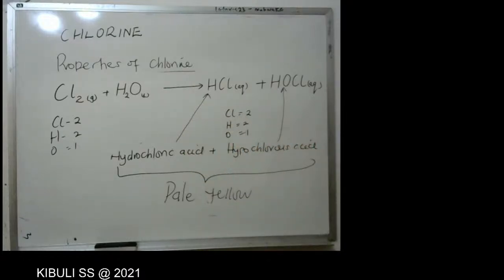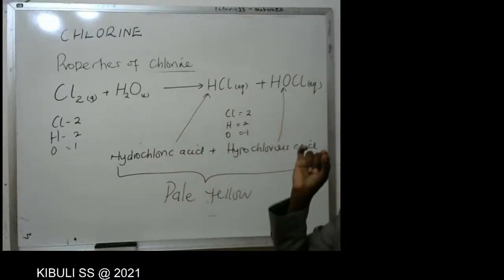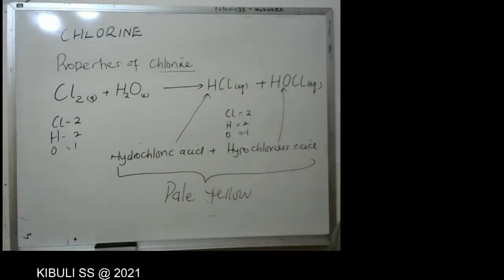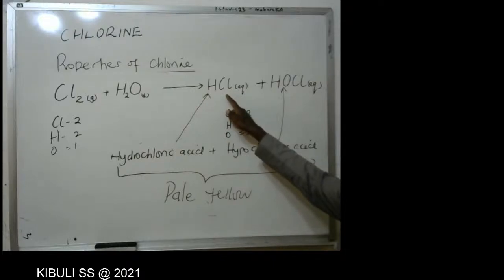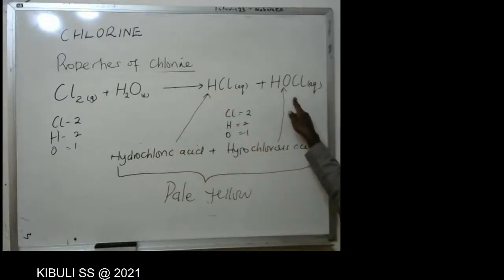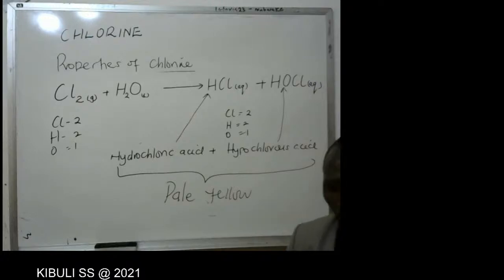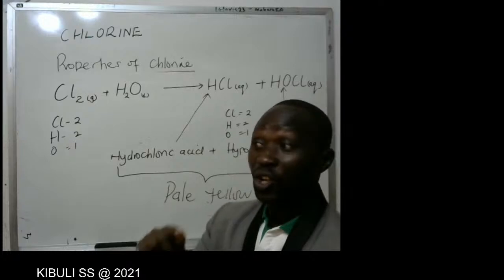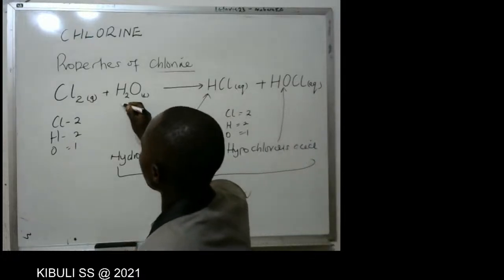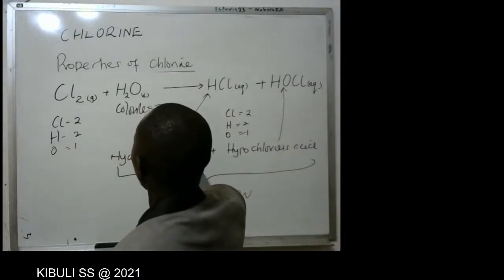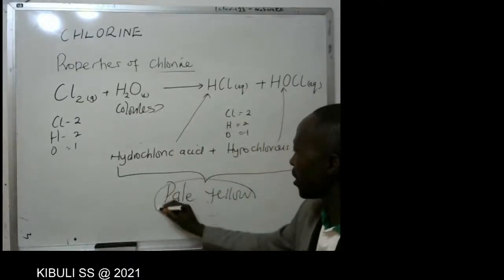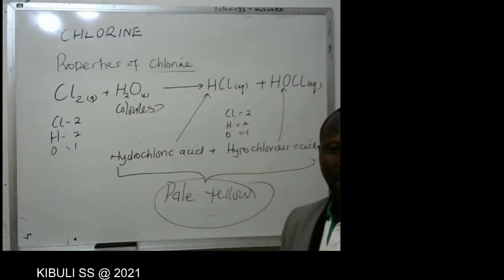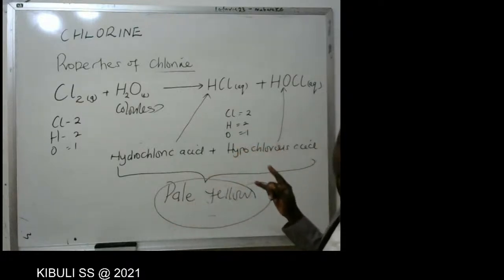So what is your summary? Your summary is chlorine readily dissolves and reacts with water to form chlorine water. Chlorine water is a mixture of hydrochloric acid and hypochlorous acid. Our questions are: what do you observe? What do you see when you bubble chlorine through water? What happens? Water is colorless. Now this mixture is pale yellow. So what is your observation? The colorless liquid turns to pale yellow.